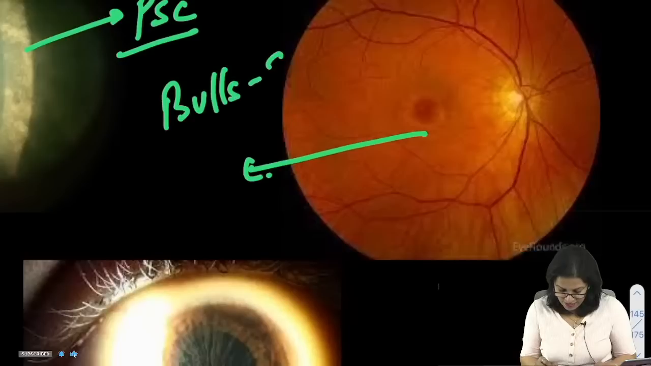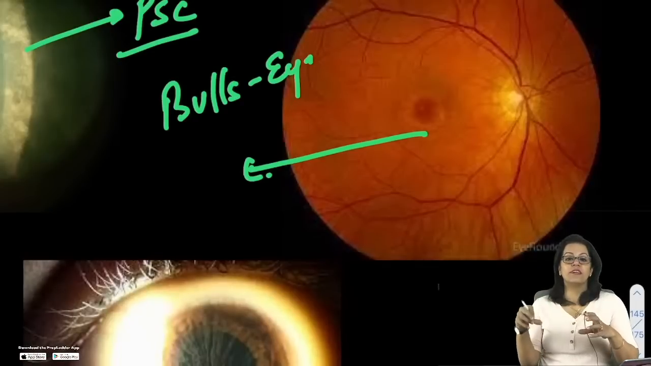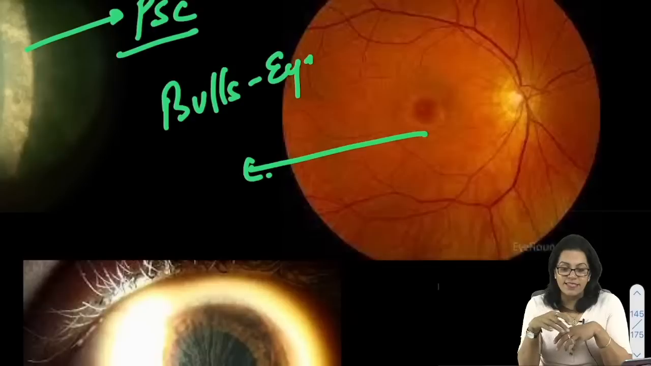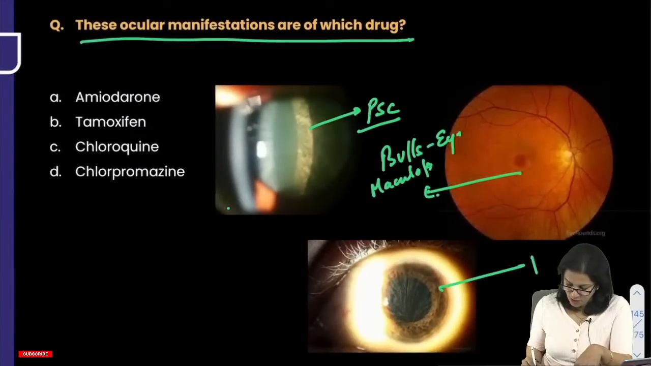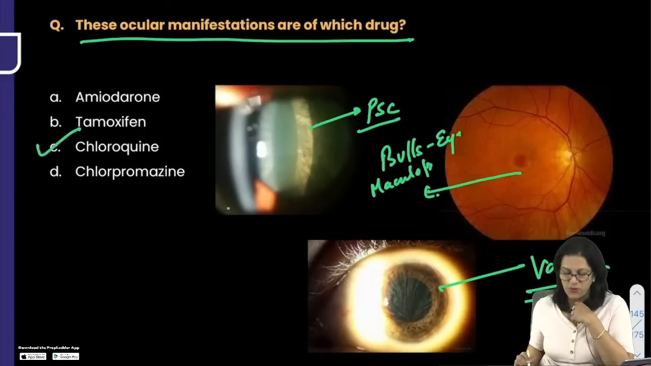Bullseye maculopathy. So hypo is due to damage of the retinal pigment epithelium, hyper is due to the drug deposition. So there is a dark and light area. This alternate dark and light area is what is a bullseye maculopathy, isn't it? And of course this is vortex keratopathy. So can you answer me what is the drug? Very good, Chandra, it is C, chloroquine.